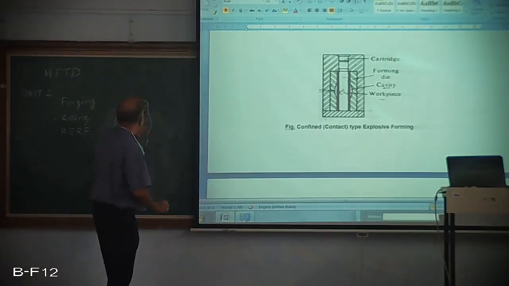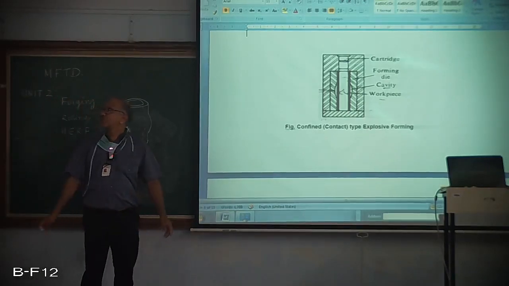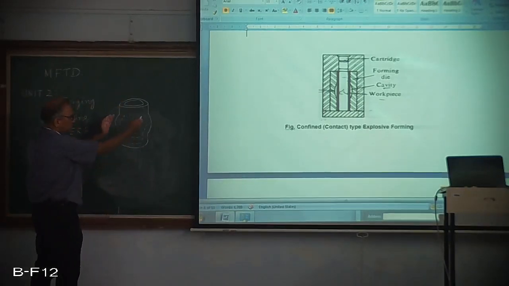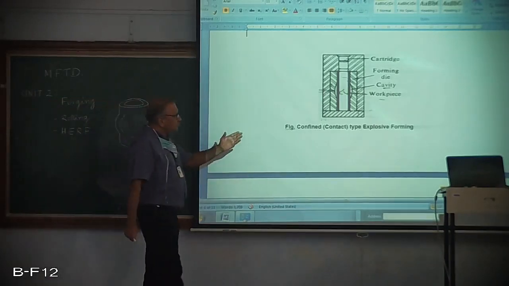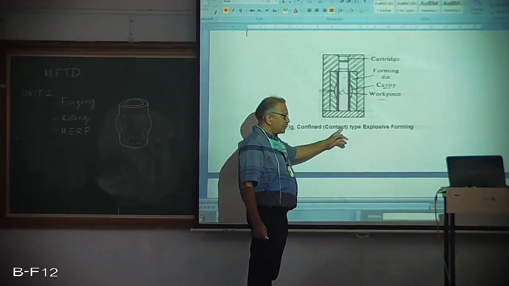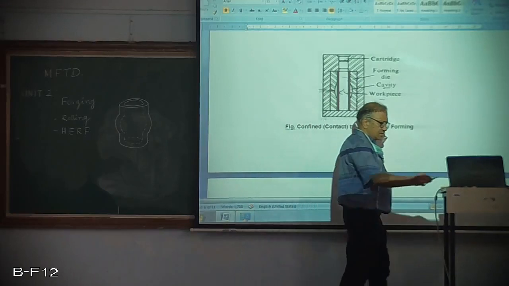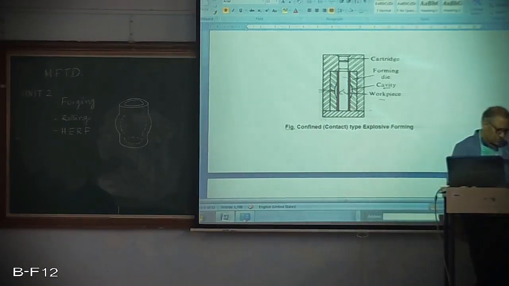Okay, hope you can see this. Okay, I have switched on all the lights, hope you can see. Okay, so there is a bulging in between. So this is confined type, also called contact type of explosive forming, which is in dry state without water.